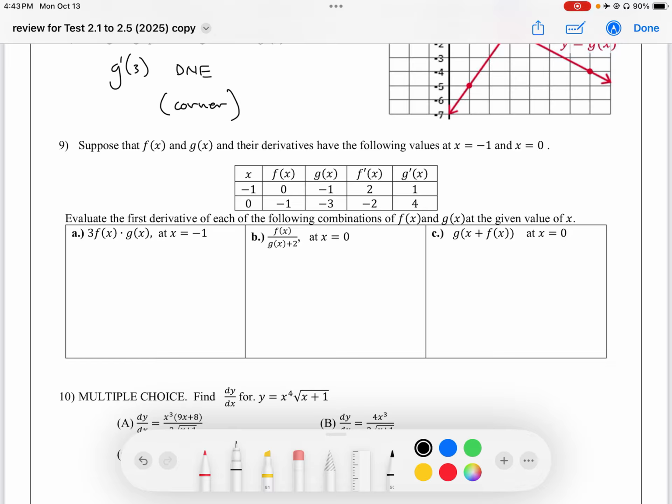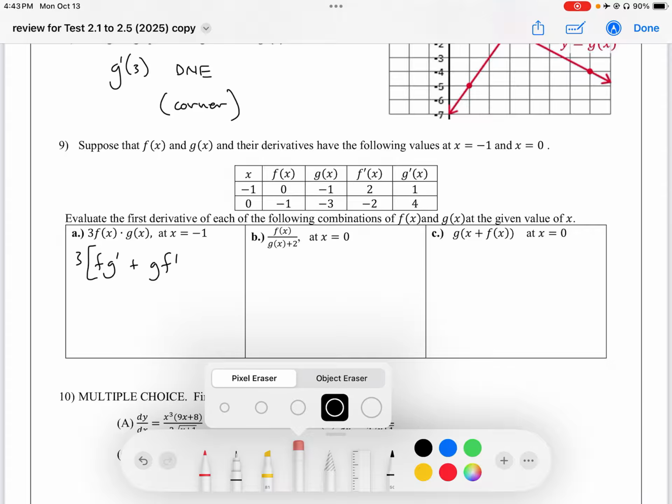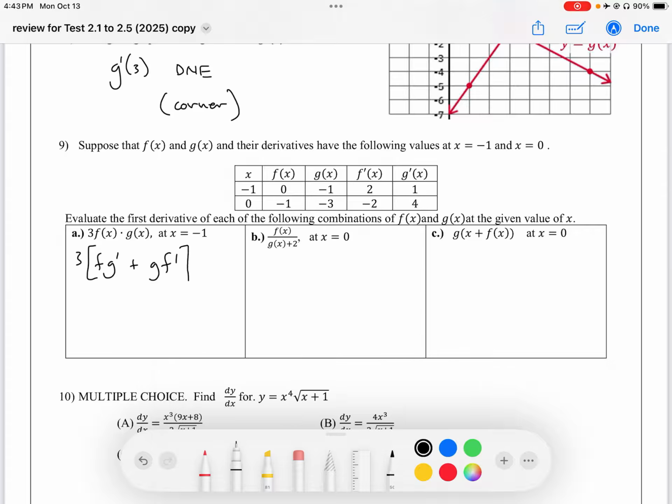So here we can see that we need to use the product rule. So the derivative of this would be 3f prime g plus 3g prime f. Maybe it'd be better to just keep the 3 out front and say, well, it's 3 times, and then f g prime plus g f prime, right? First times the derivative of the second plus the second times the derivative of the first.